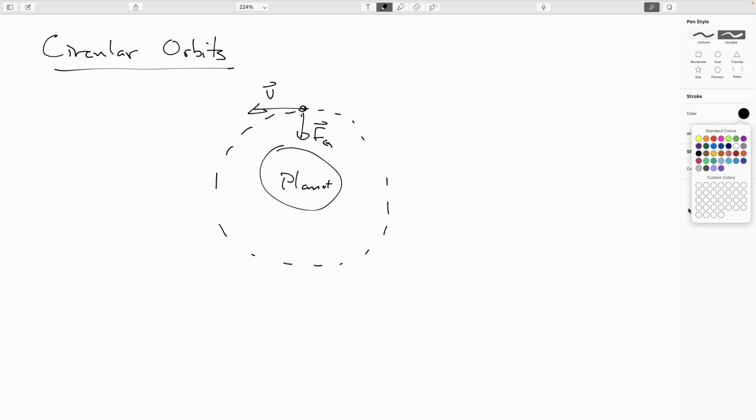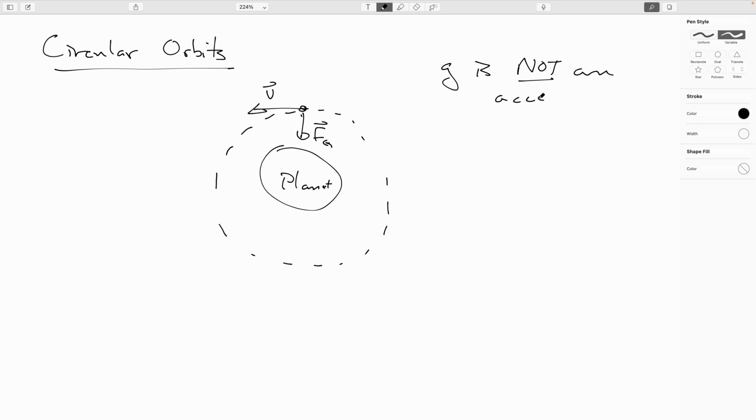So here, remembering that g is not an acceleration, and at this altitude, g is almost certainly not equal to 9.8 newtons per kilogram here. It's just equal to whatever it is equal to. This, for the altitude of the International Space Station, would be 8.9, for instance.